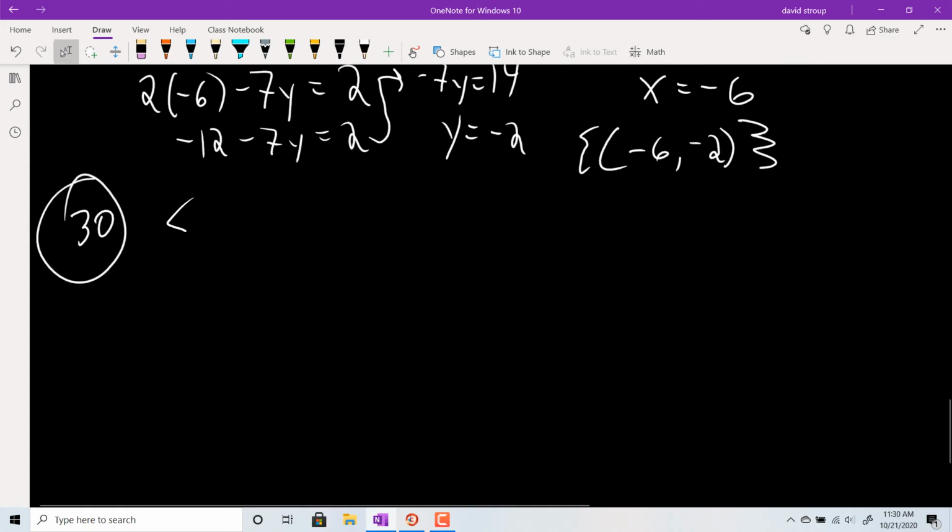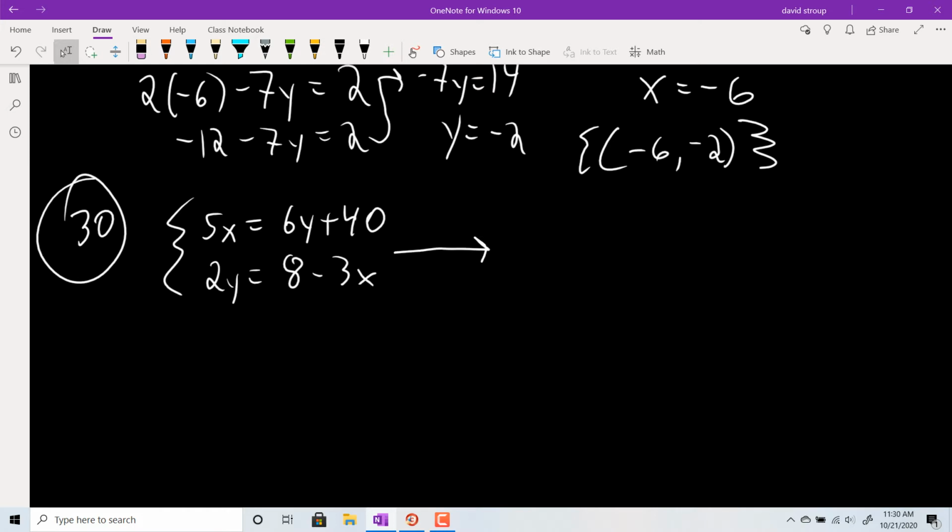Other variations on this idea. 5x is 6y plus 40, and then 2y is 8 minus 3x. Okay. So the first thing I'm going to do is rewrite it so it's in this sort of ax plus by equals c form. So in the first equation, I'm going to subtract 6y on both sides. So I'll have 5x minus 6y equals 40. On the second equation, I'm going to add 3x to both sides. And the reason, I guess, is to get the variables to all line up, and it's less likely you'll make mistakes.